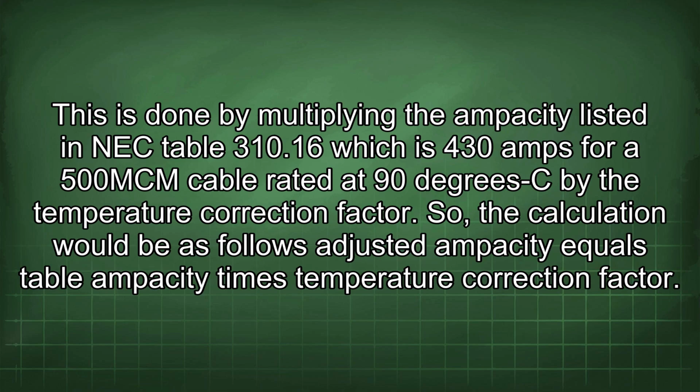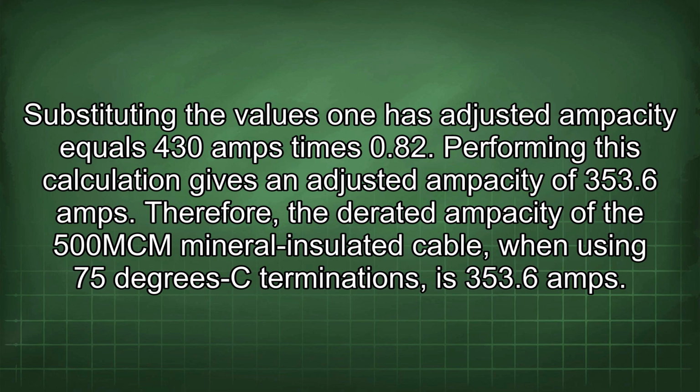So, the calculation would be as follows: adjusted ampacity equals table ampacity times temperature correction factor. Substituting the values, one has adjusted ampacity equals 430 amps times 0.82. Performing this calculation gives an adjusted ampacity of 353.6 amps. Therefore, the derated ampacity of the 500 mcm mineral-insulated cable, when using 75 degrees C terminations, is 353.6 amps.